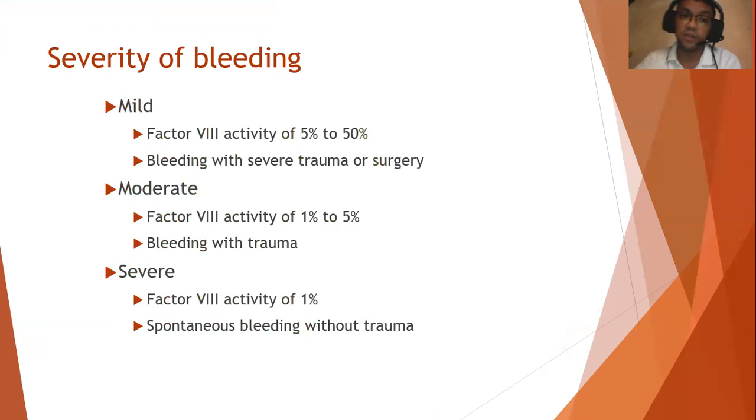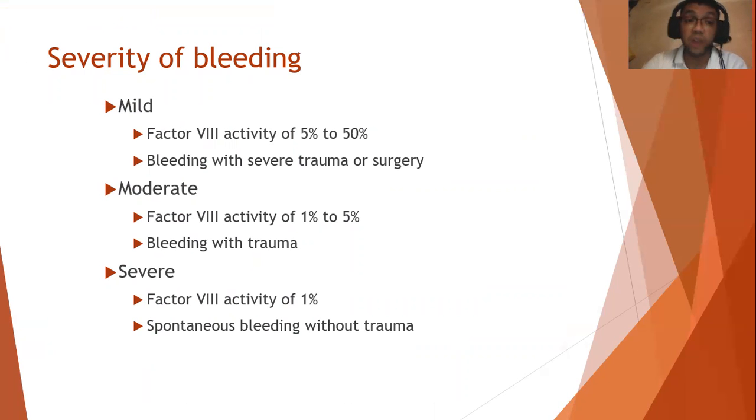Severity of bleeding. There are three types: mild, factor 8 activity 5 to 50%. They will only bleed with severe trauma or surgery. For moderate, factor 8 activity is 1 to 5%. They will bleed with trauma. So if they get an injury, that's the time they're going to bleed. Unlike that of mild, where only severe trauma can cause bleeding.